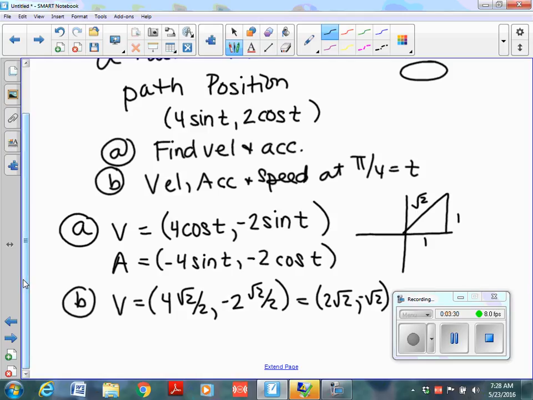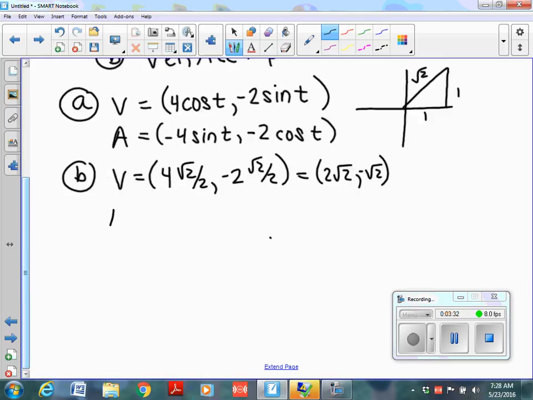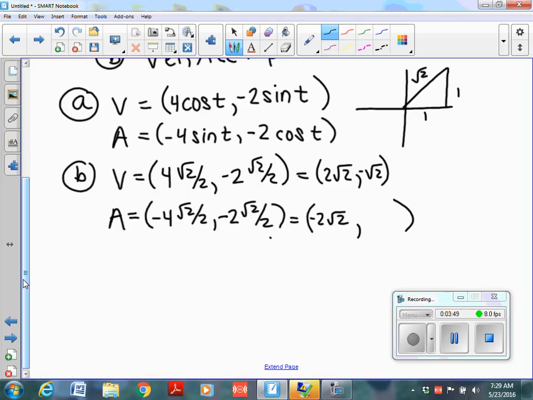To find the acceleration, you do the same thing. Acceleration, it's a negative 4 times the sine, it's the square root of 2 over 2, and it's a negative 2 square root of 2 over 2, which gives you 2 goes into 4, negative 2, so you have a negative 2 square root of 2. 2 goes into 2, negative 1 square root of 2.